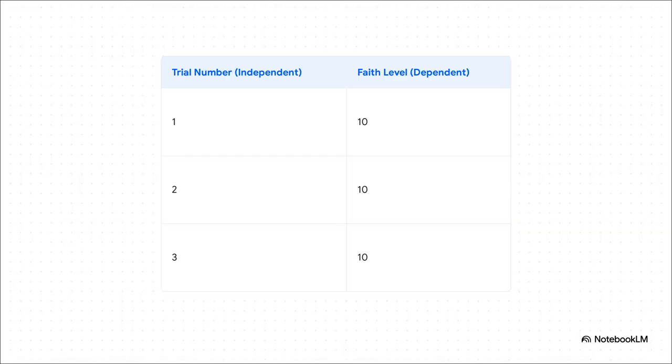And here's how they actually quantify it in the lesson. This table shows that as the trial number, the independent variable, goes up from 1 to 3, the dependent variable, faith level, just stays locked in at a perfect 10. The data is set up to show 0 correlation.